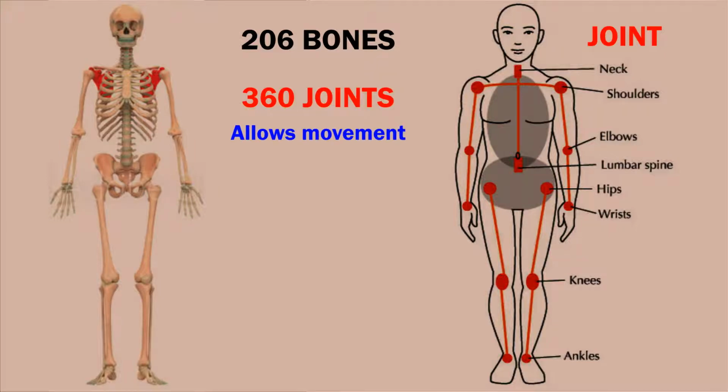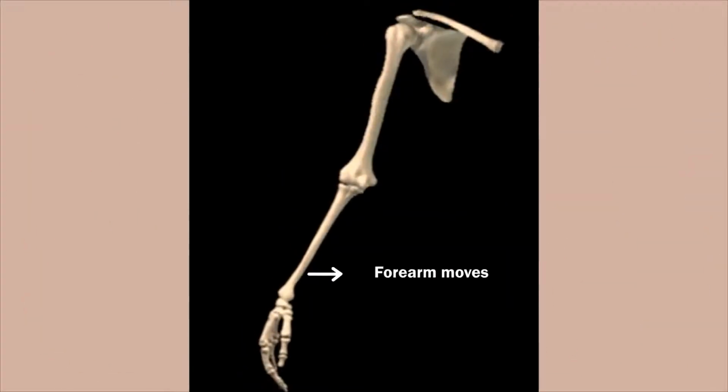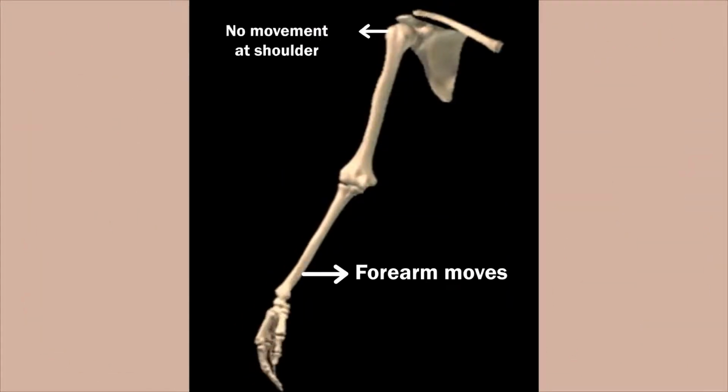Joints allow movement of different parts of the body relative to other parts. For example, when you bend your hand, your forearm moves but not the shoulder.